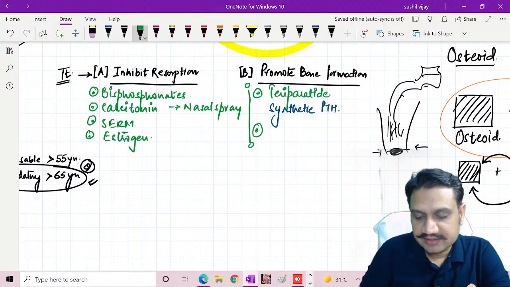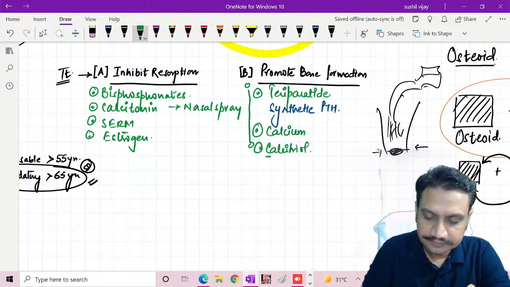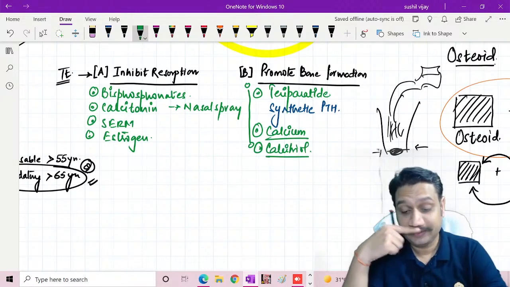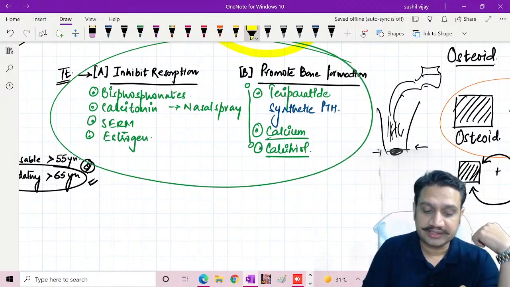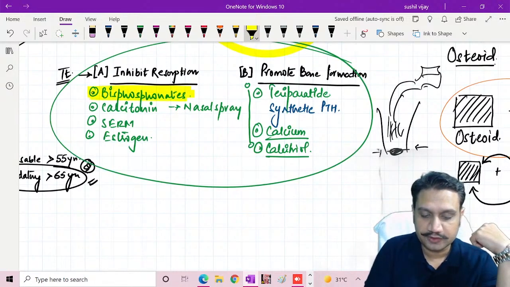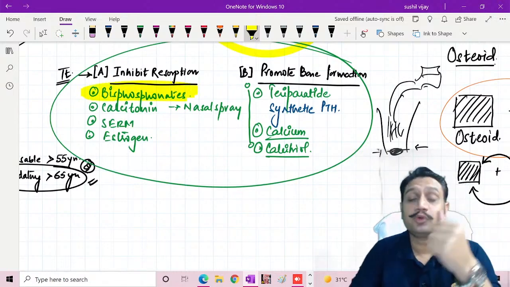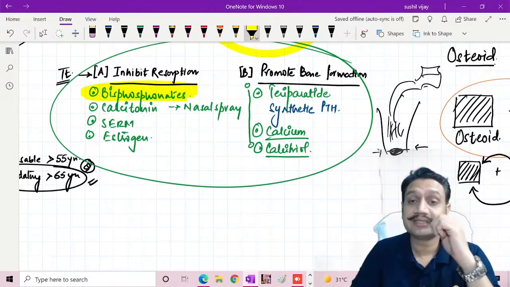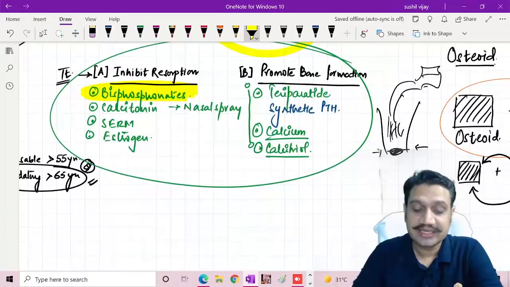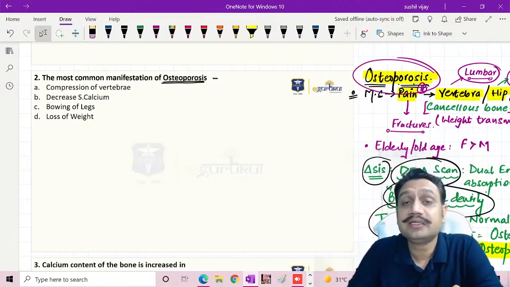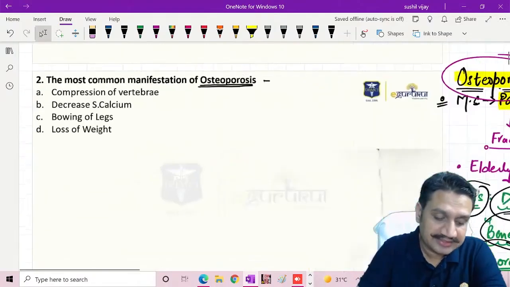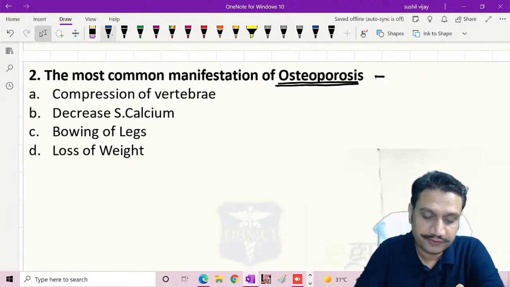Second is the calcium that we are fond of giving to every patient. Third is calcitriol, that is required for absorption of the calcium. So these 2 categories should always be given together. The most important drug, if they ever ask you in your exam, is bisphosphonate. So please highlight it. You should always remember that bisphosphonate is the drug of choice. If they ask you what is the drug of choice for osteoporosis, it has to be the bisphosphonate.